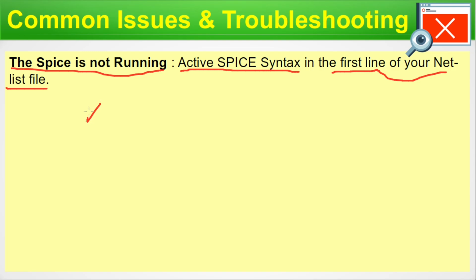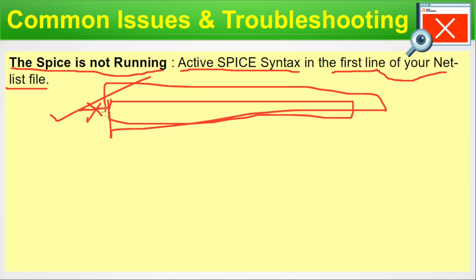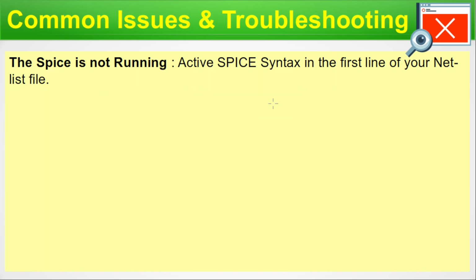So remember, there is an asterisk and a comment in the first line of every SPICE file that has to be maintained. If you start writing from the first line, say you are defining a voltage source there, that will not be counted and can be ignored, and hence the SPICE may not run at all. So you have to be very careful.